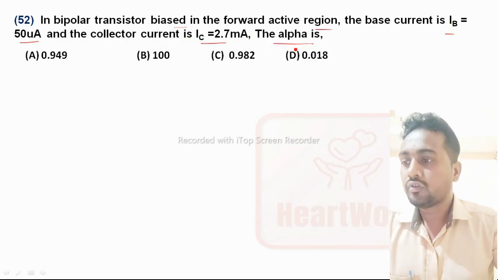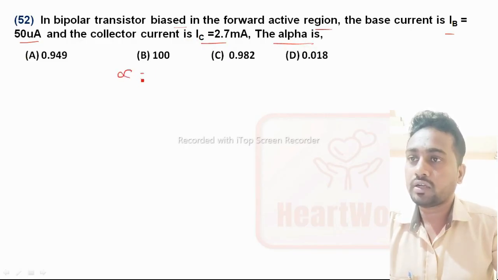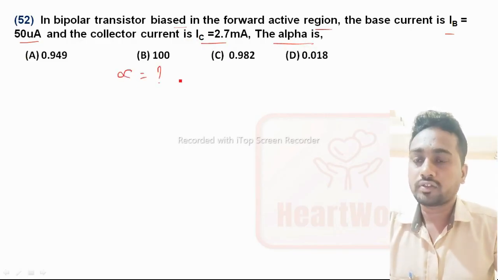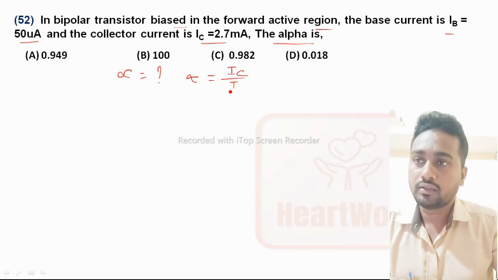We have to find alpha, and we are given Ib and Ic. Alpha is the current amplification factor, or current gain. So what is the alpha formula? Alpha equals Ic by Ie.